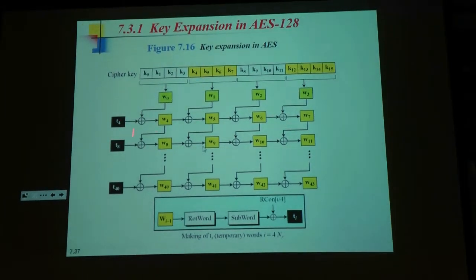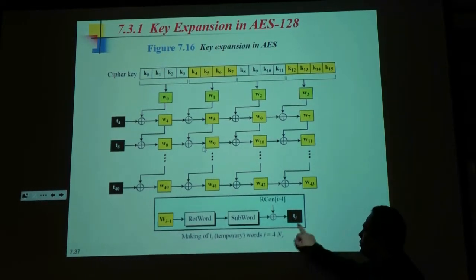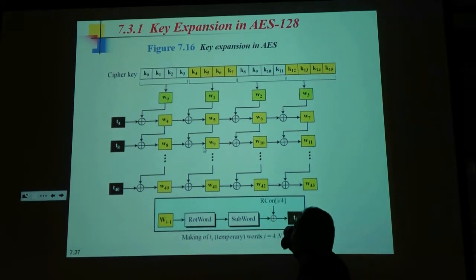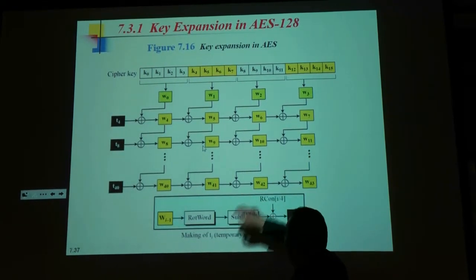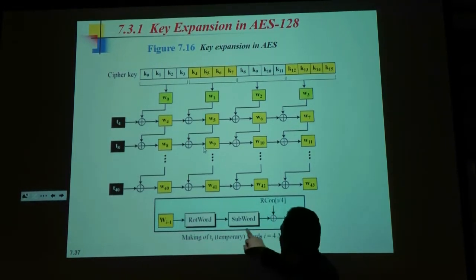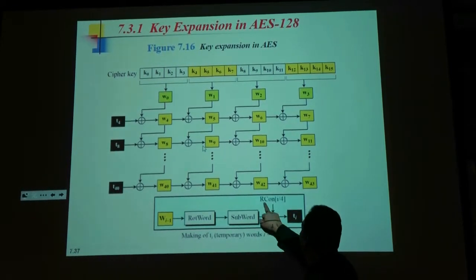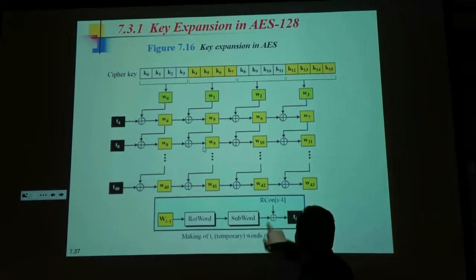So how we come up with the temporary 4 is very easy. Temporary i, let's say it's T4, equals word 3. Where is word 3? There, the last one. You're going to do a rotation, the RotWord process, then you do SubWord, another process, and then you XOR it with another value. We'll see how to calculate this value, and that will give you the temporary.